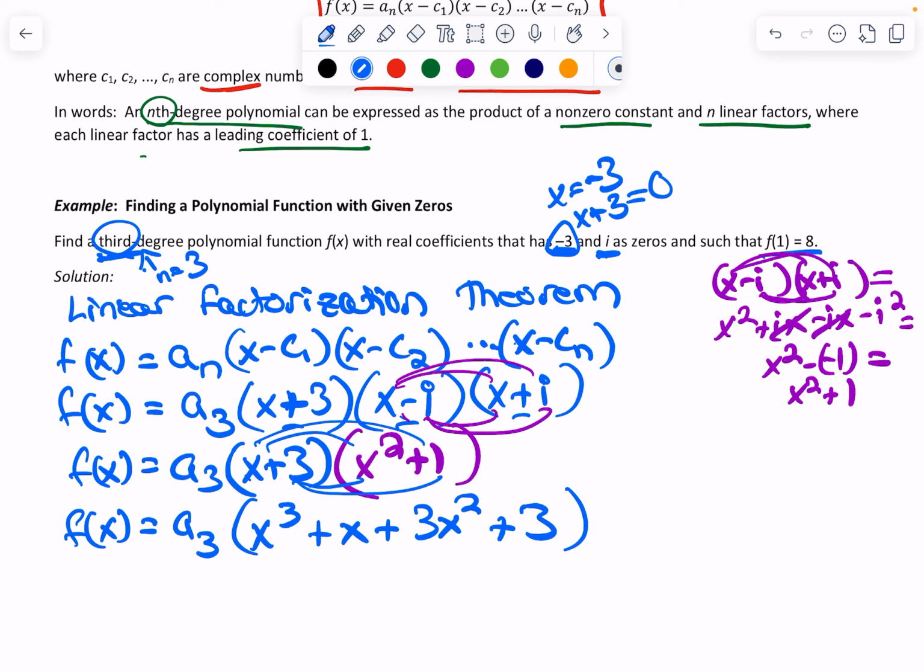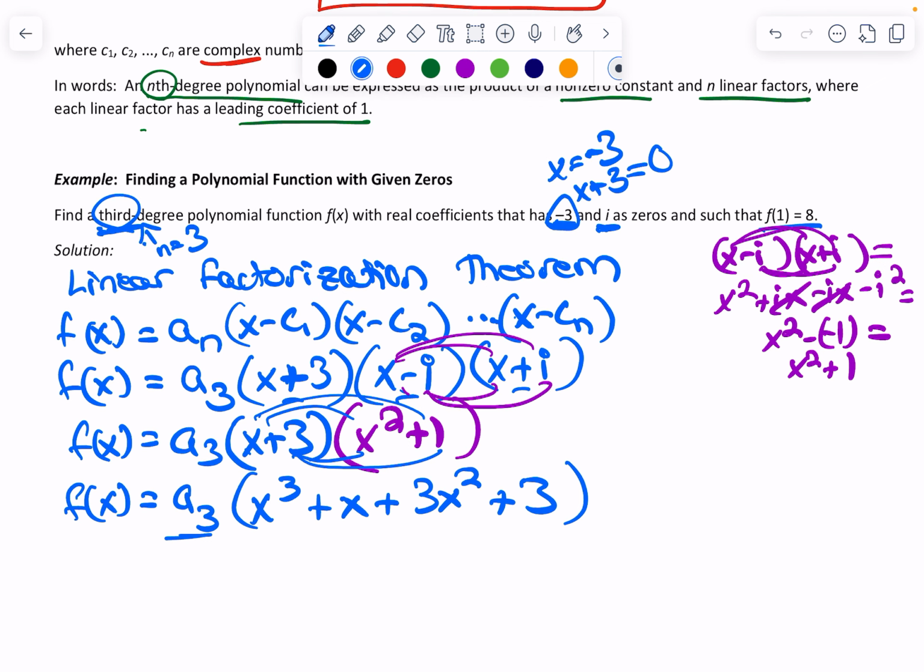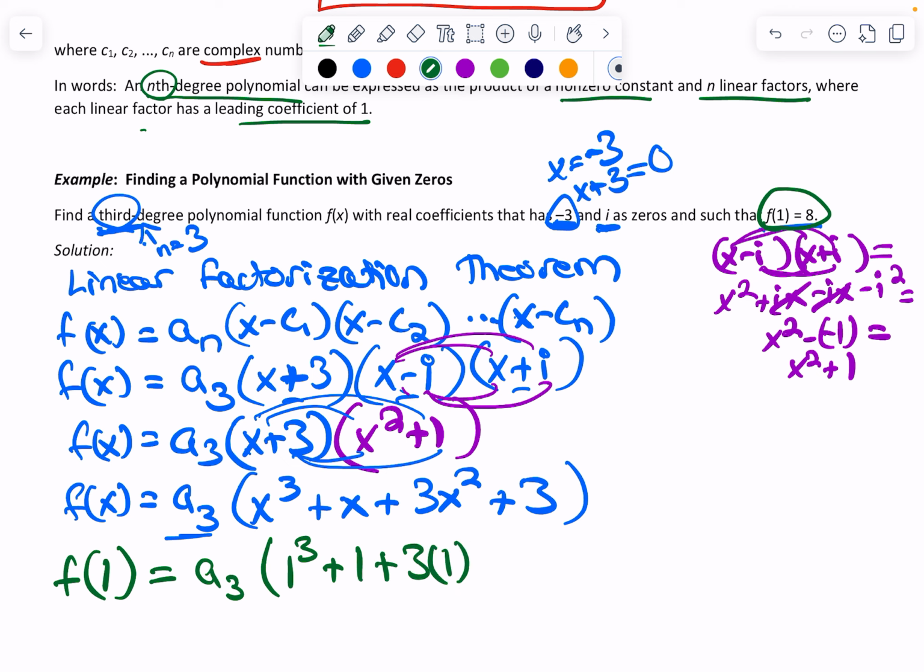Okay, now how do we move forward? We are still missing the leading coefficient here. What we're going to do is we know that f of 1 equals 8, so we're subbing in the 1. So f of 1 equals a sub 3 times (1 cubed plus 1) plus 3 times 1 squared plus 3. And all this should equal 8, like it says over here.